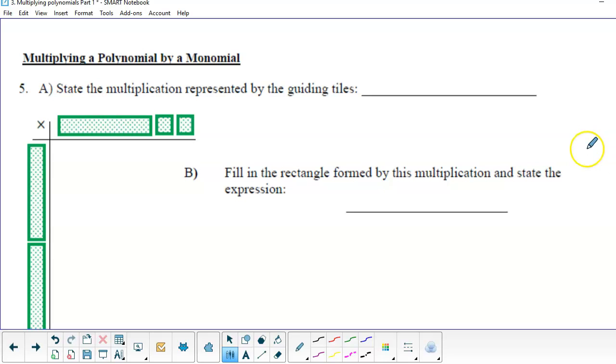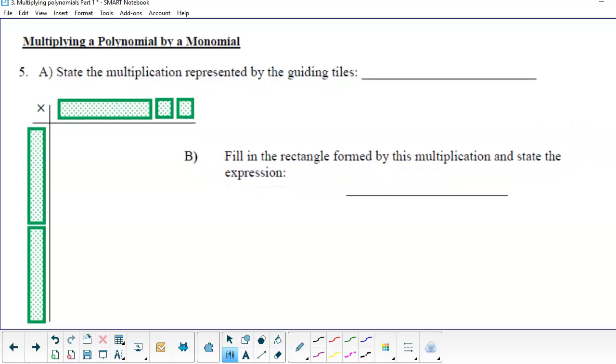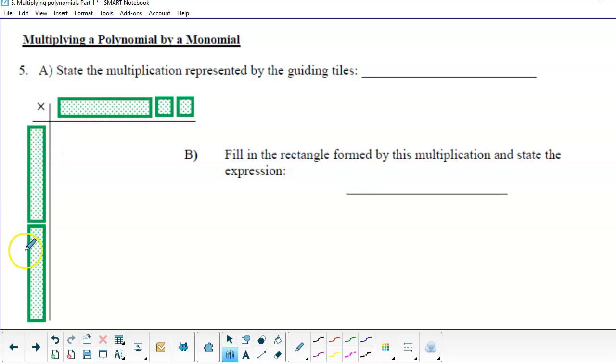State the multiplication represented by the guiding tiles. So these are the guiding tiles. So what do we have here? We have 2x tiles, and we're multiplying, which we don't show the multiplication symbol because it looks a lot like x. We use brackets, and this is an x tile and 2 1s. Okay, then fill in the rectangle formed by this multiplication and state the expression.